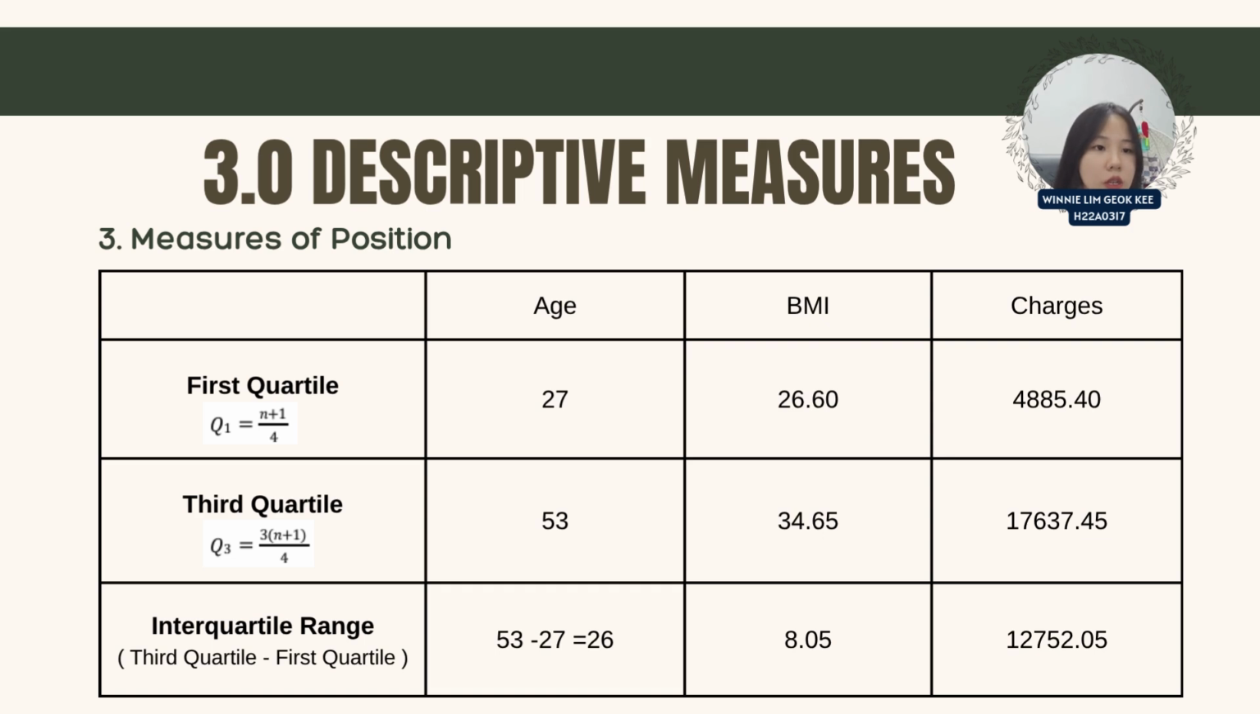The first quartile is the value that divides the values of the data that are less than the median into two equal parts. The third quartile is the value that divides the values of the data that are greater than the median into two equal parts. While the interquartile range is the difference between the upper and lower quartile of a dataset. It is a measure of the dispersion of the middle 50% of the data, and it is calculated by subtracting the lower quartile from the upper quartile.